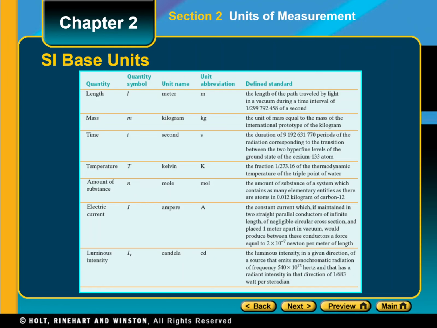For example, the prefix kilo, which is abbreviated k, represents a factor of 10 to the third power, or 1,000. Therefore, a kilogram is 1,000 grams. Similarly, the prefix centi represents a factor of 1/100th. A centimeter is 1/100th of a meter, or 0.01 meters.